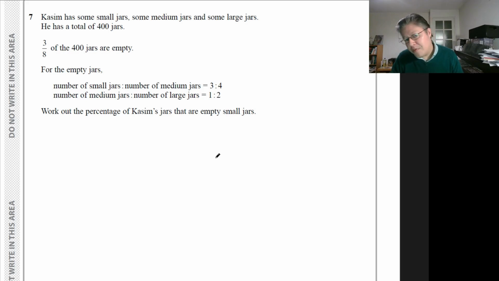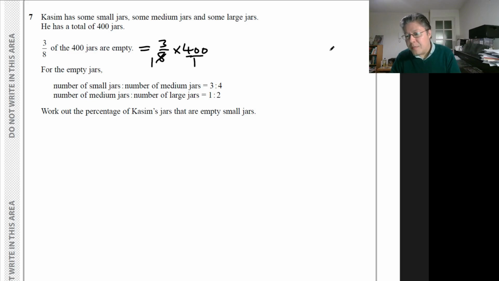So the first step will be to work out how many are empty. We're told that 3/8 of the 400 are empty, so let's work that out. 3/8 of 400: to do that, you do 3/8 times 400. This is a fraction times a number. We can write that as 400 over 1 and just multiply the fractions. We should cancel anything top and bottom, so the 8 and 400 cancel. We divide the 8 by 8, which gives us a 1.